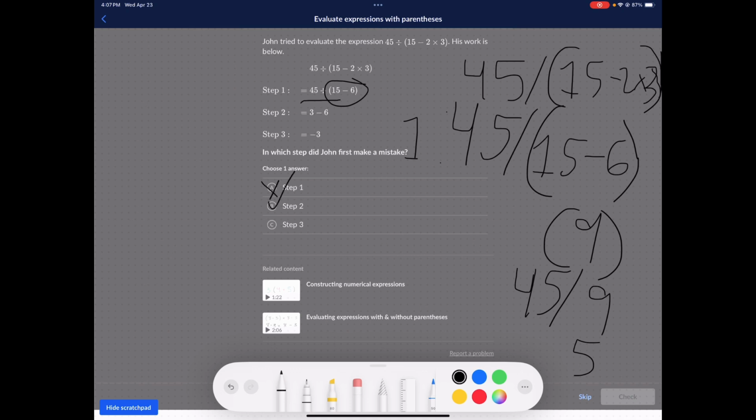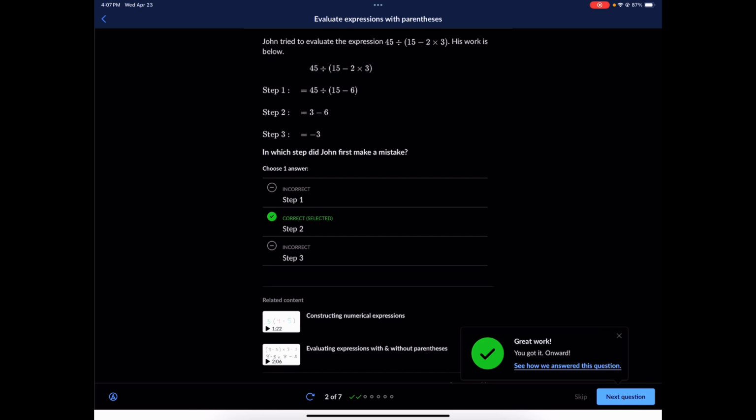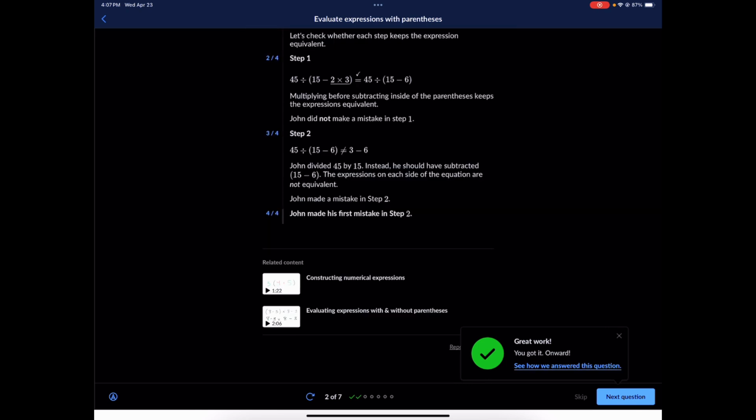So that means B is our answer. And we don't have to keep going because it's where he first made a mistake, even though step 3 is correct, though. But it would have been wrong because of step 2's mistake.